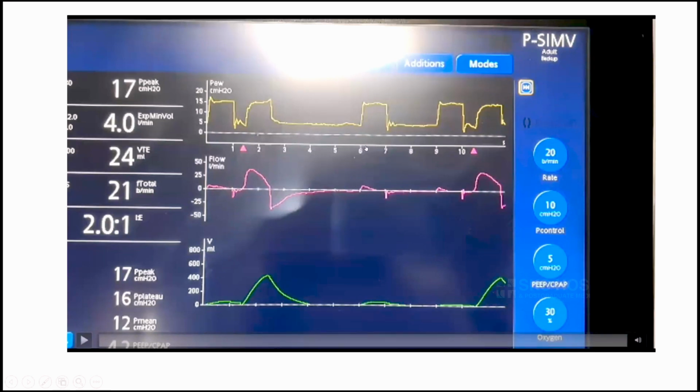So again, here you see this one, there is a mechanical mandatory breath being delivered, but very, very little volume and flow going through.